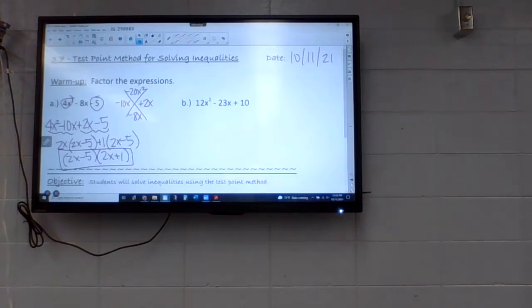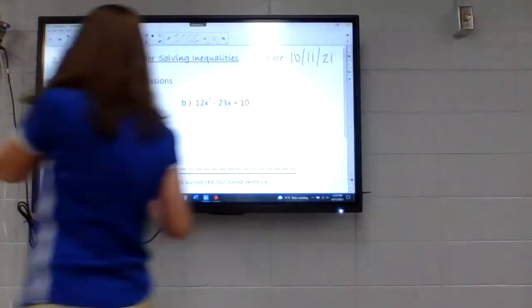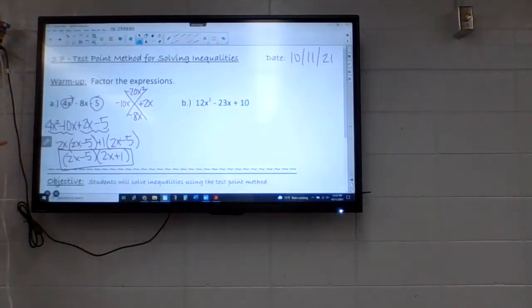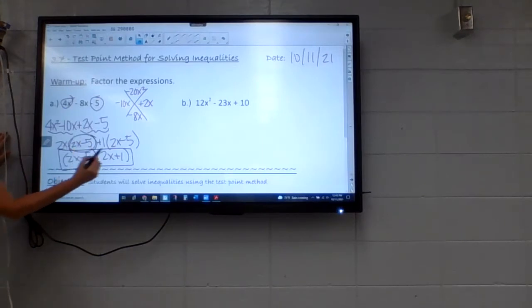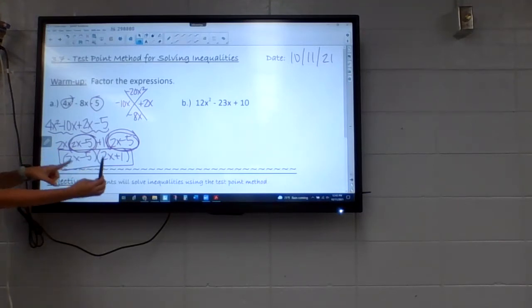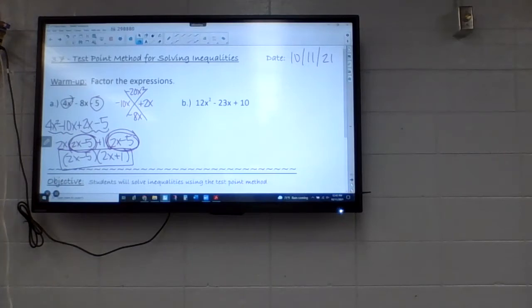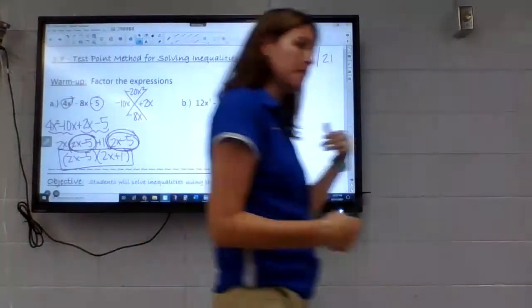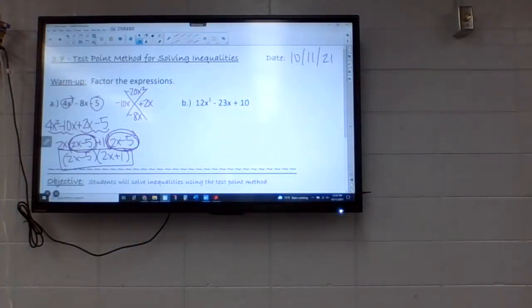Yep. Where does the 2x go? So what we did was we took out the common factor. So that was the 2x minus 5, and then the leftover was 2x plus 1. So that just came down here. The same thing came out that was common. I can pull that common factor out, and then I have my leftovers.